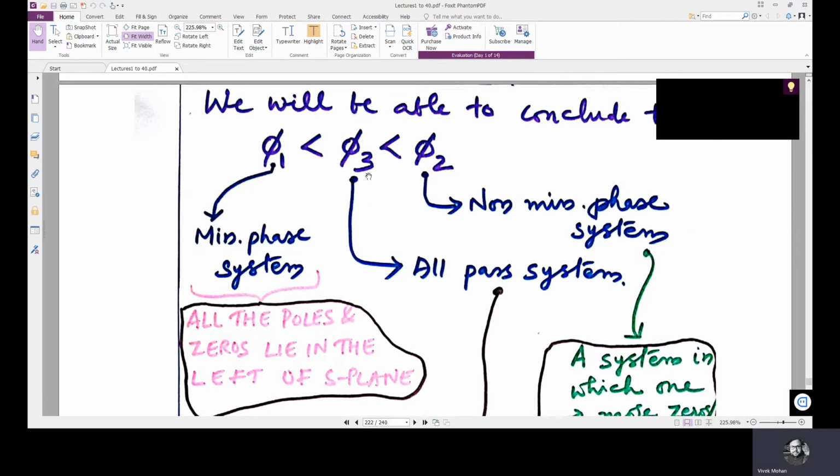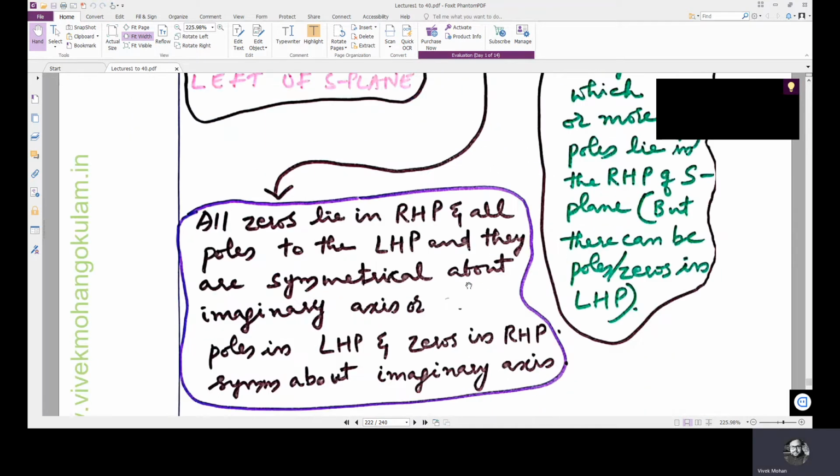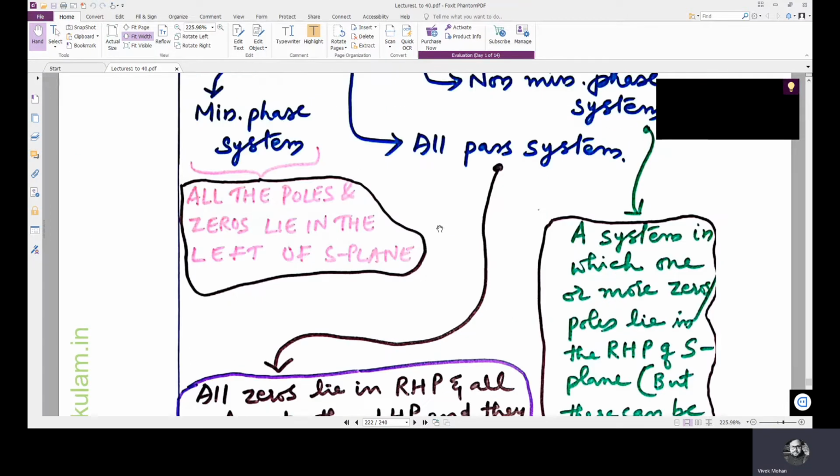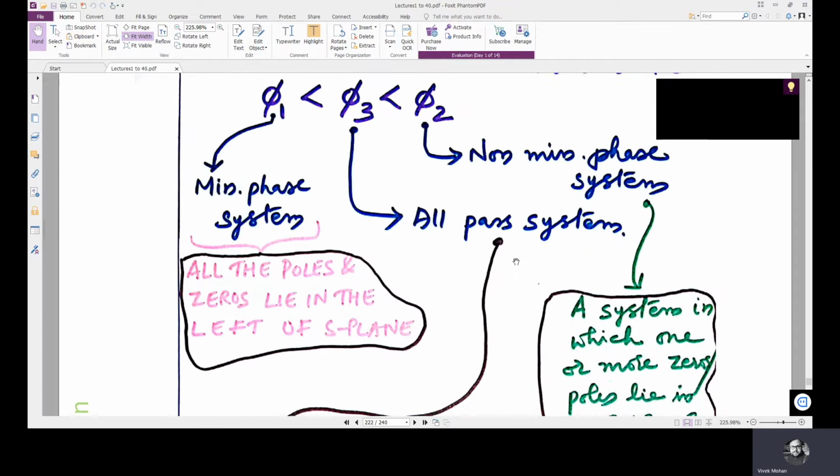Now, as a third case, we have another system in which all zeros or poles lie in the right half plane. Correspondingly, we have poles or zeros symmetric to the imaginary axis on the left half plane. Such a system is known as all-pass system.